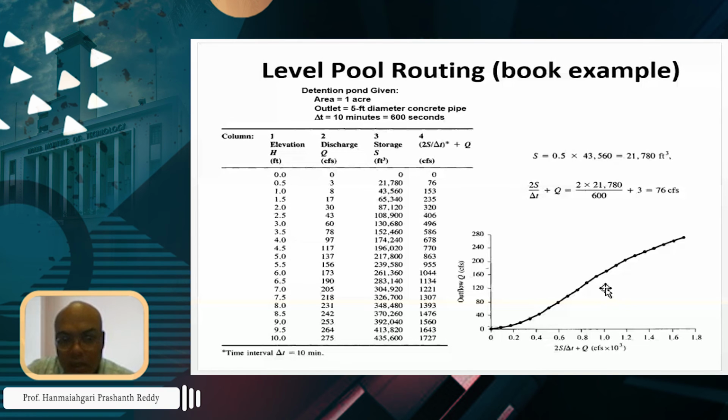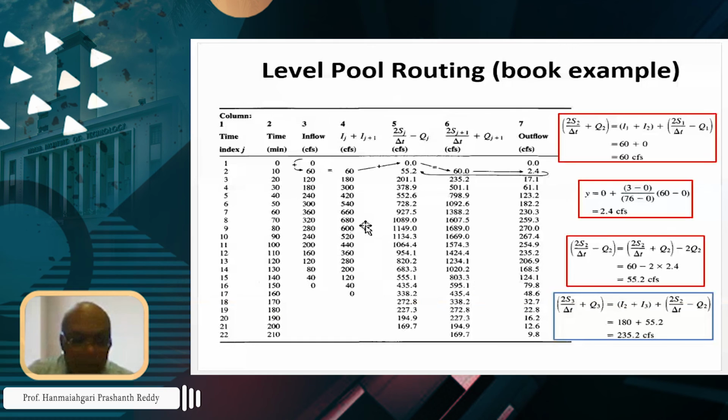So these are the level pool routing calculations. Column 1 is the time indices, every 10 minutes, and column 2 is the time. Then column 3 is the inflow hydrograph, which is given. Then we need to find the outflow hydrograph. We need to calculate column number 7 from the given columns 2 and 3. So how will we calculate it?